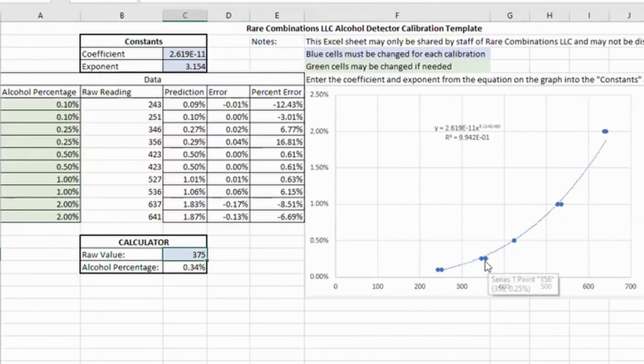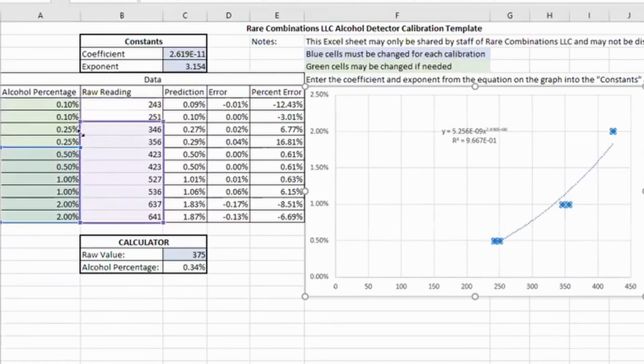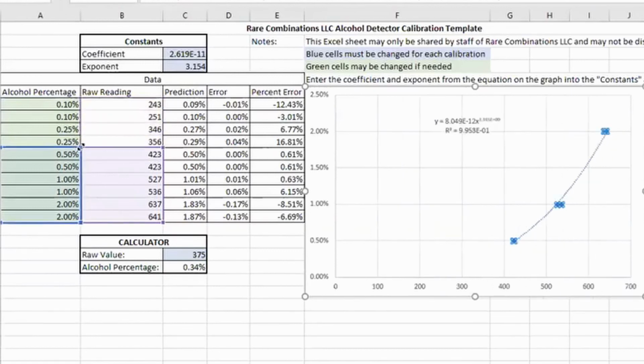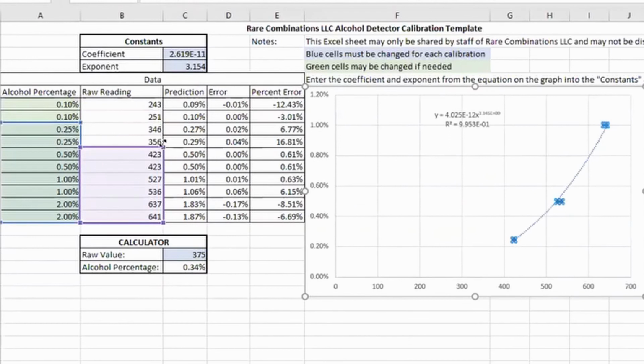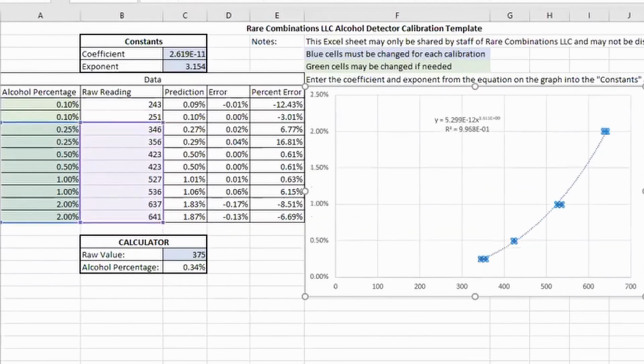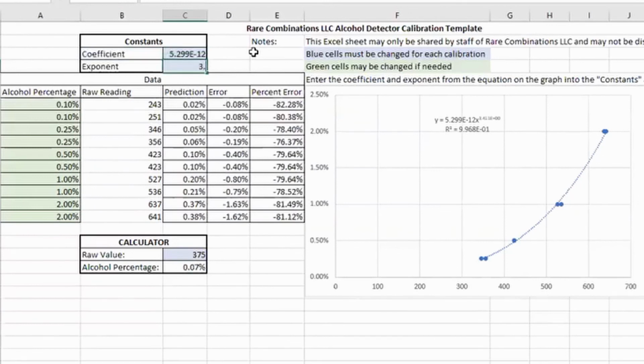You can also go the other way if you really want to. If for whatever reason you need to find higher alcohol content, then you can change the graph like that. If you use these new numbers, this time we have 5.299 E negative 12, so we're going to have 11 zeros, and our exponent is 3.411. Let's type those in: 1, 2, 3, 4, 5, 6, 7, 8, 9, 10, 11, 5299, and 3.411.